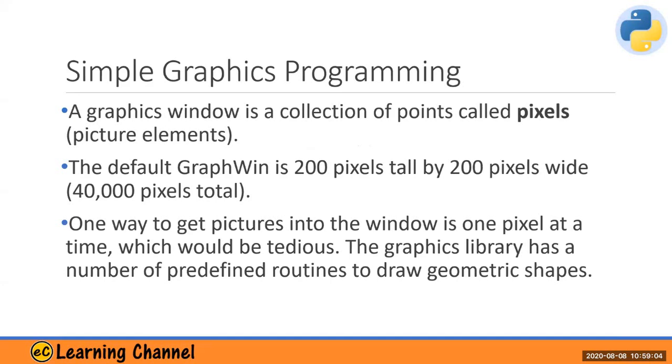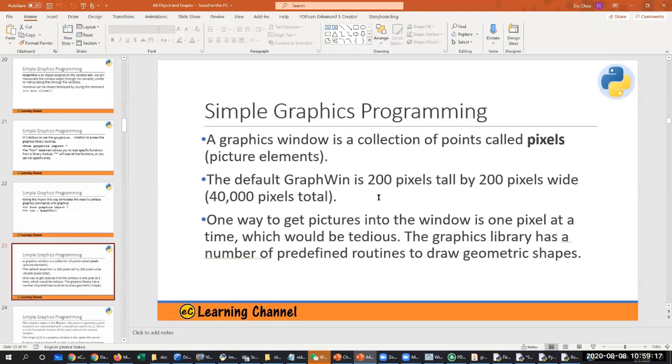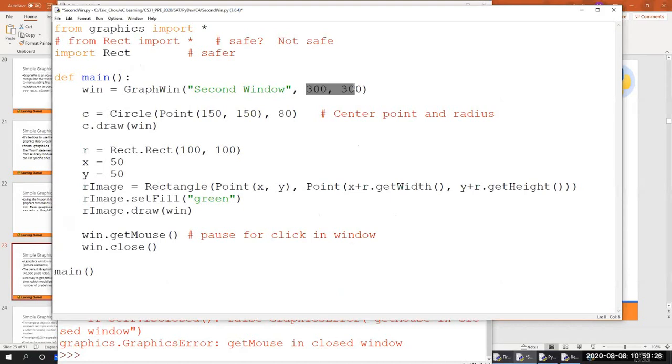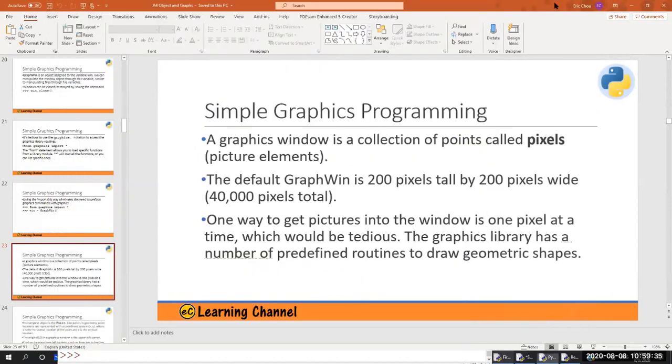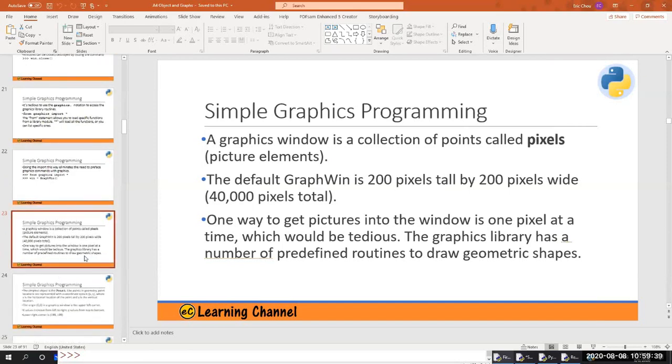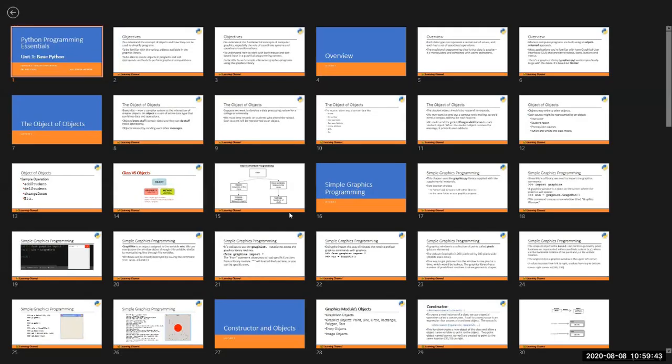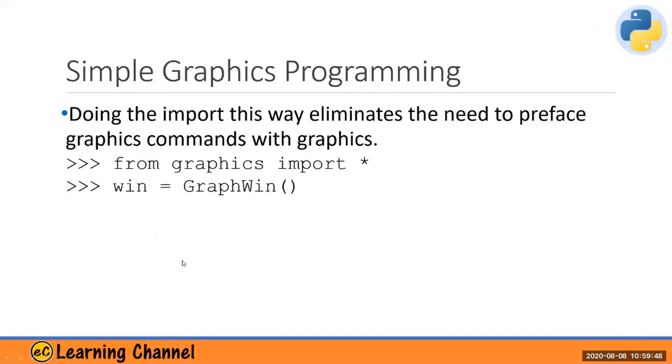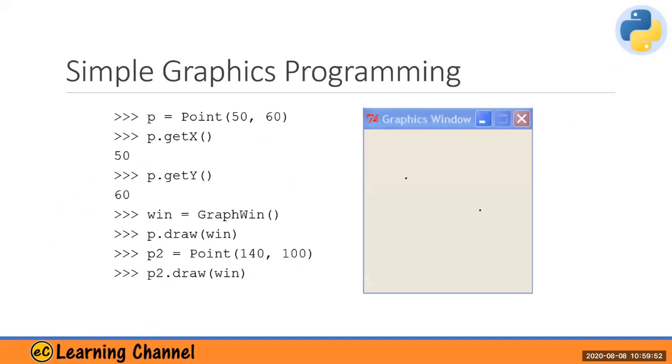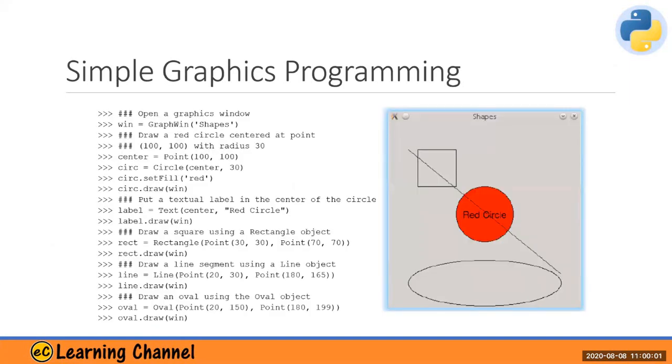So a graphic window is a collection of points called pixels. And the default graphic window is 200 pixels tall and 200 pixels wide, okay? So that's the default one if you do not specify the number, okay? So specifying the number means that graphic win here takes two numbers. So basically it's a title string, right? And width and height, is that okay? Okay. Graphic window has parameters: the title, width, and height, okay? Okay, and then you create a point, and then with the point, you can get X and get Y, okay?